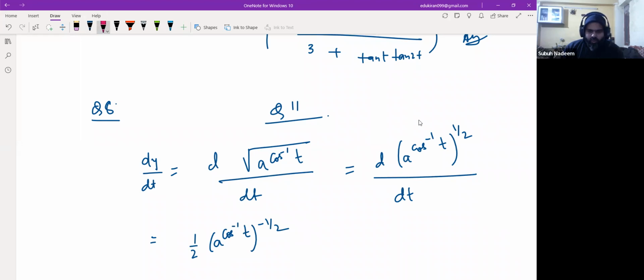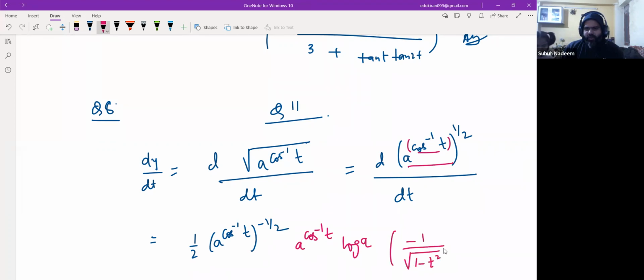Next, we will come to a to the power cos inverse t. So a to the power any variable is a to the power that variable into log of a, that we discussed yesterday. e to the power x differentiation is e to the power x, and a to the power x differentiation is a to the power x log a. Now we come to cos inverse t. When you differentiate cos inverse t, it is minus 1 by square root of 1 minus t square.